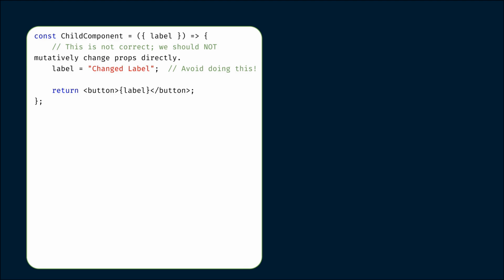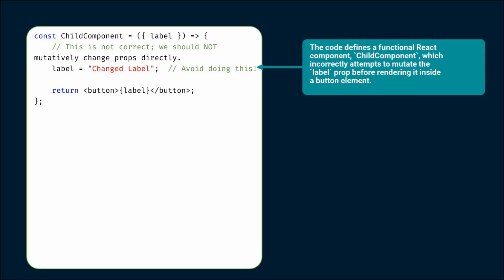Now let's see how we can implement an example of improperly modifying props in a React component. In this code, we have a child component that receives a label prop from its parent. However, the implementation contains an error. It attempts to directly change the label prop by assigning it a new value, changed label. This approach is fundamentally incorrect, as props are meant to be immutable within the child component. Attempting to mutate them can lead to unpredictable behaviors and bugs in the application.